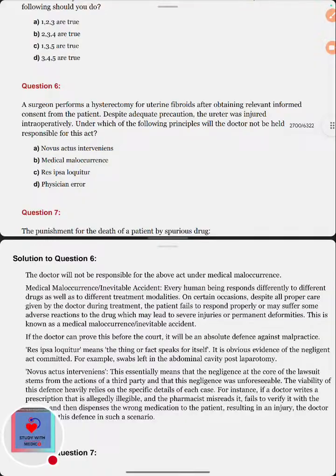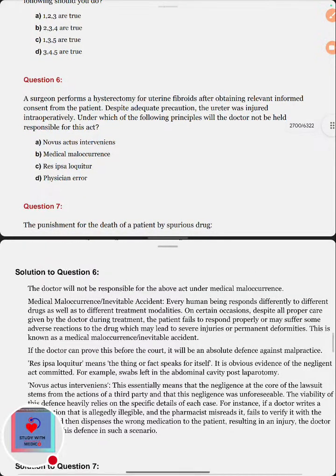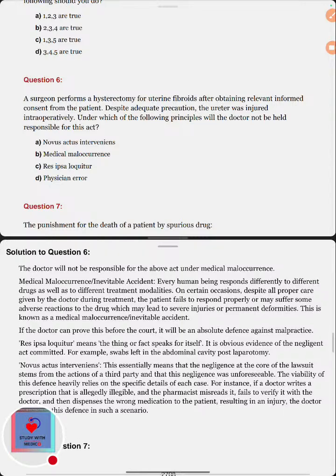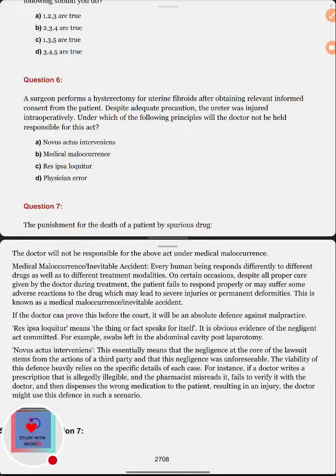A surgeon performs a hysterectomy for uterine fibroids. After obtaining relevant informed consent from the patient, despite adequate precautions, the ureter was injured intraoperatively. Under which of the following will the doctor not be held responsible for this act? So the doctor will not be responsible under medical misadventure. Medical misadventure is an inevitable accident.